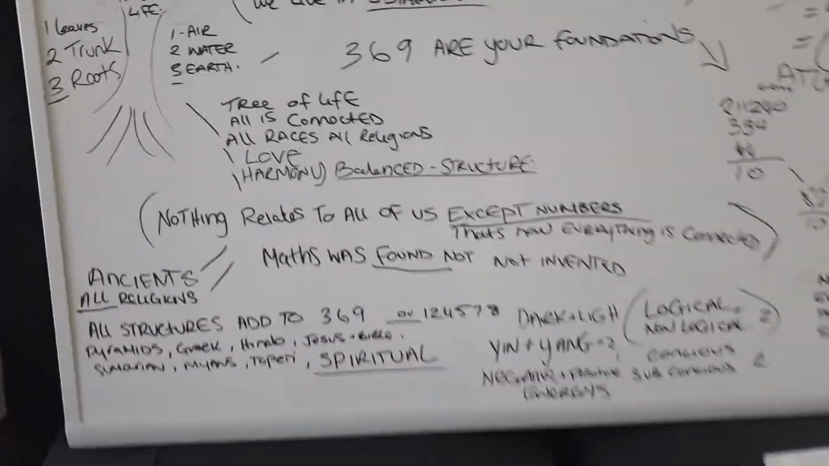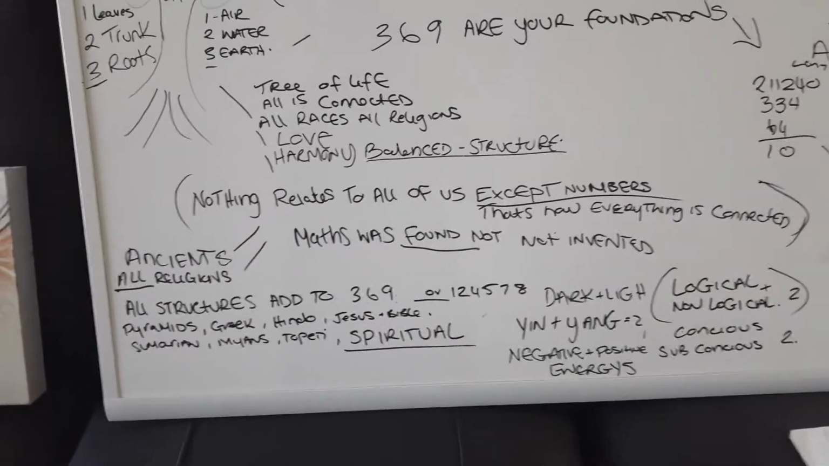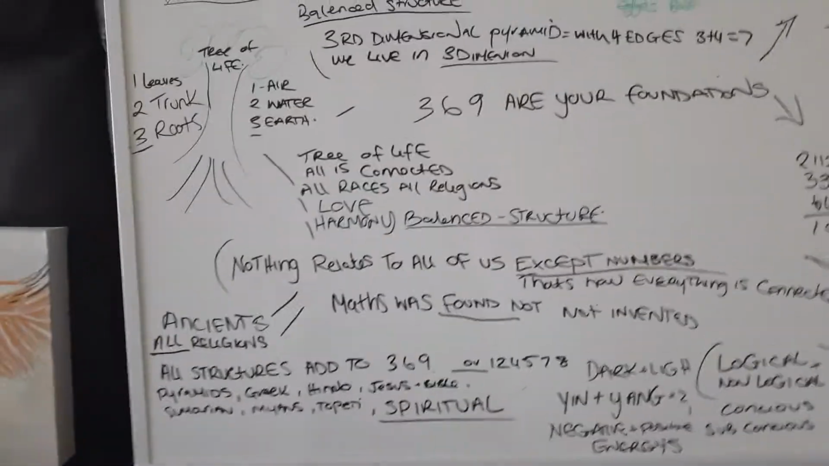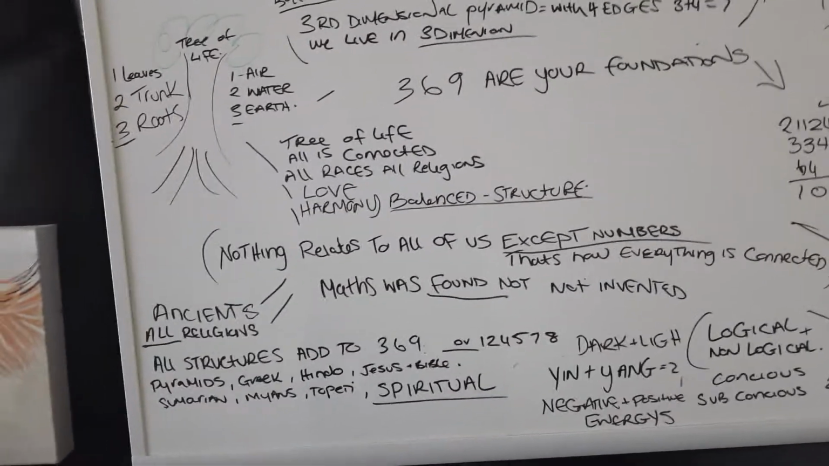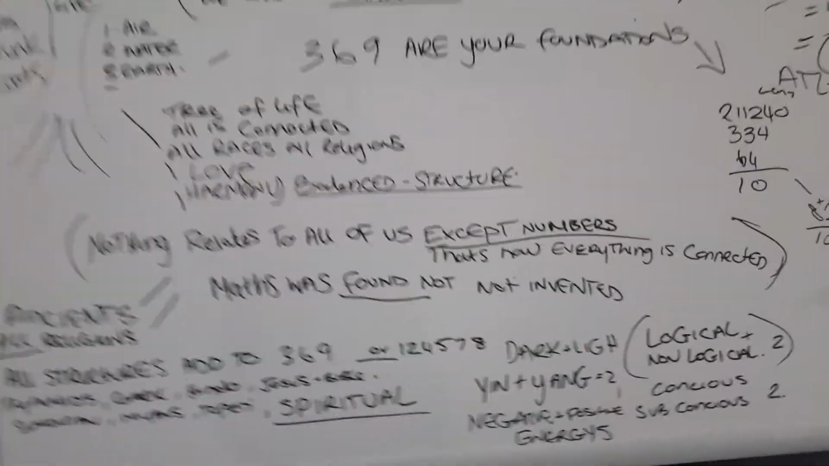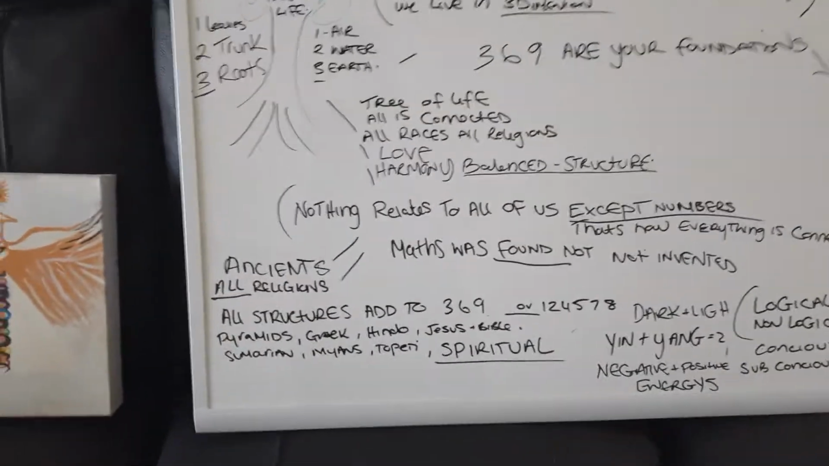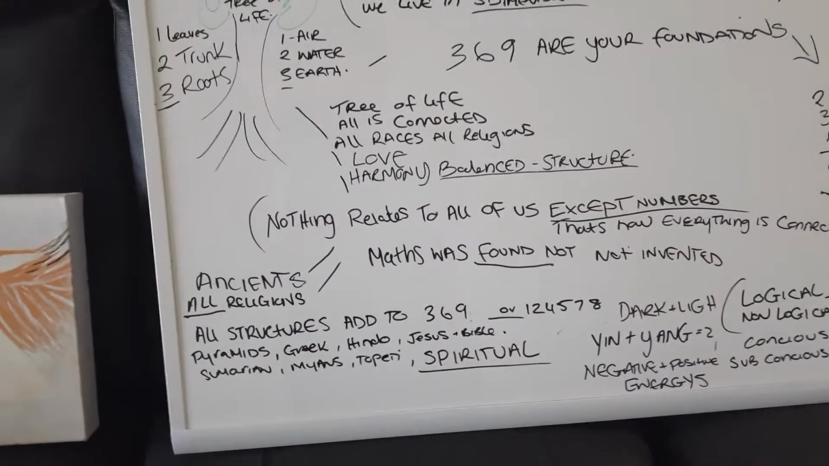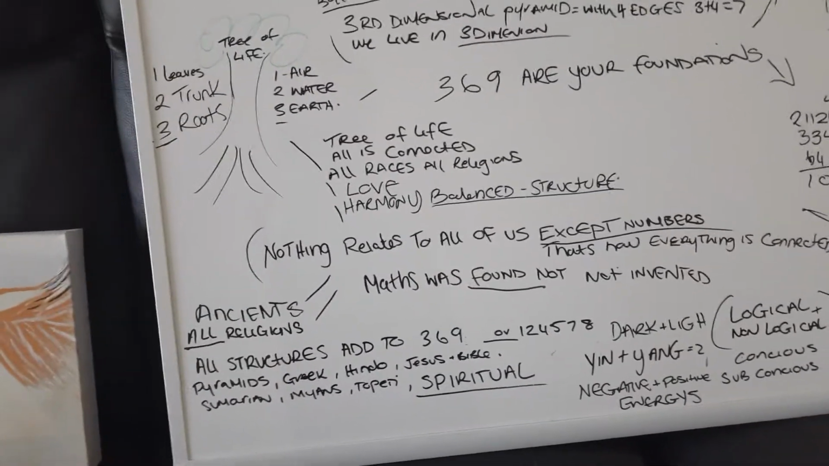Now, how this terminology is actually shown is, okay, we've got the ancient Egyptians, Roman numerals. We have all religions have numbers. So if we want to go back in ancient times, they all had a numbering system. Now, the numbering system was not invented, it was found. Okay? So if the numbering system was found and everything else was created, they're our foundations. So all structures add to 3, 6 or 9, or 1, 2, 4, 5, 7 and 8, right?